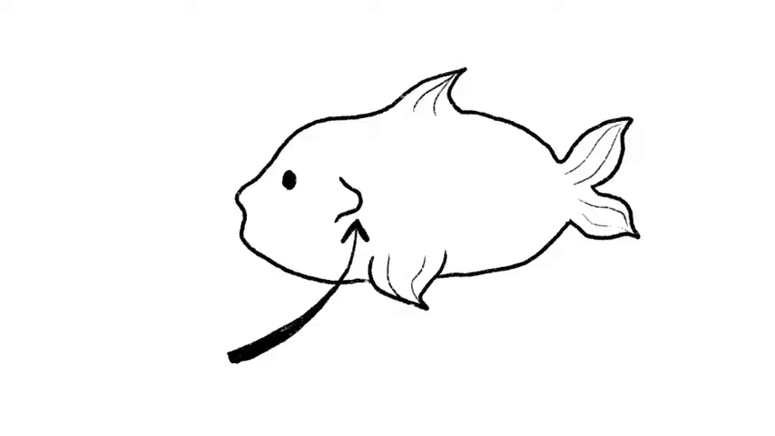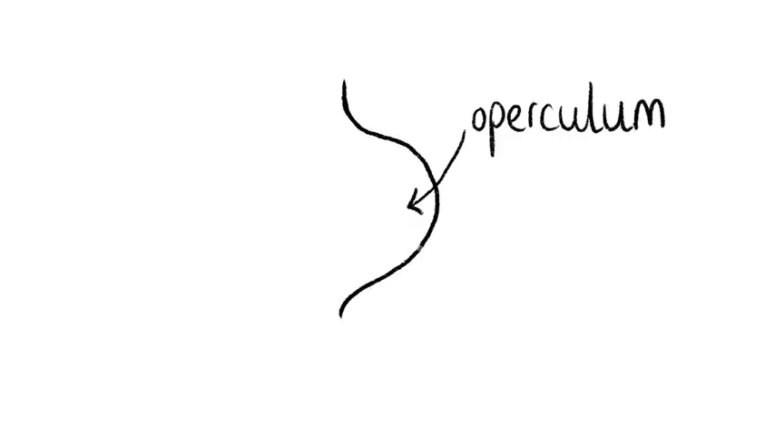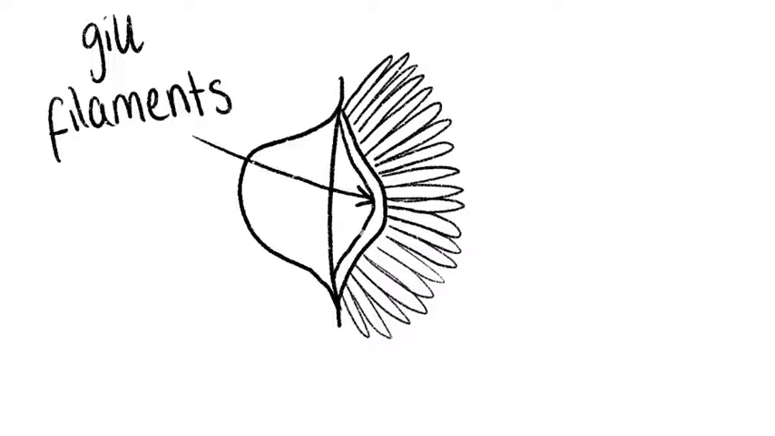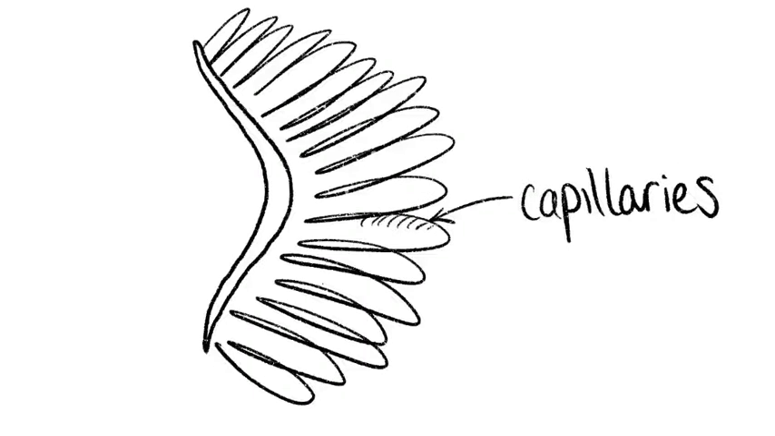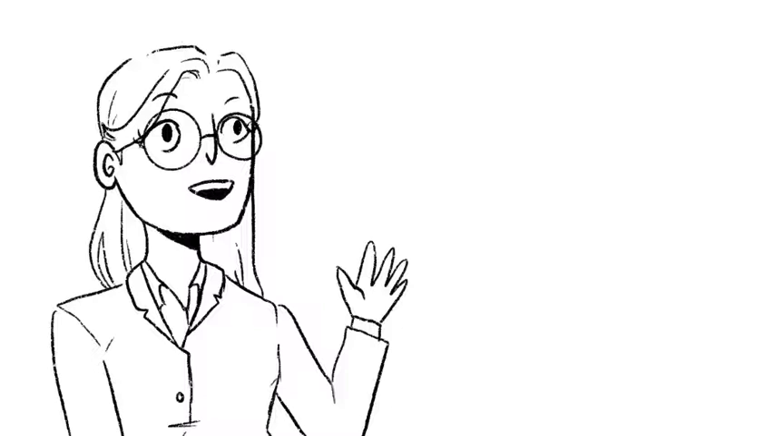Then we have gills, which are the bits located on the side of the fish's head, covered by the operculum, gill slits, and which are made of gill filaments, providing a large surface area, and are covered in lamellae, which increase surface area even more. These lamellae have many capillaries which speed up diffusion. Bit of a figurative Russian doll there.